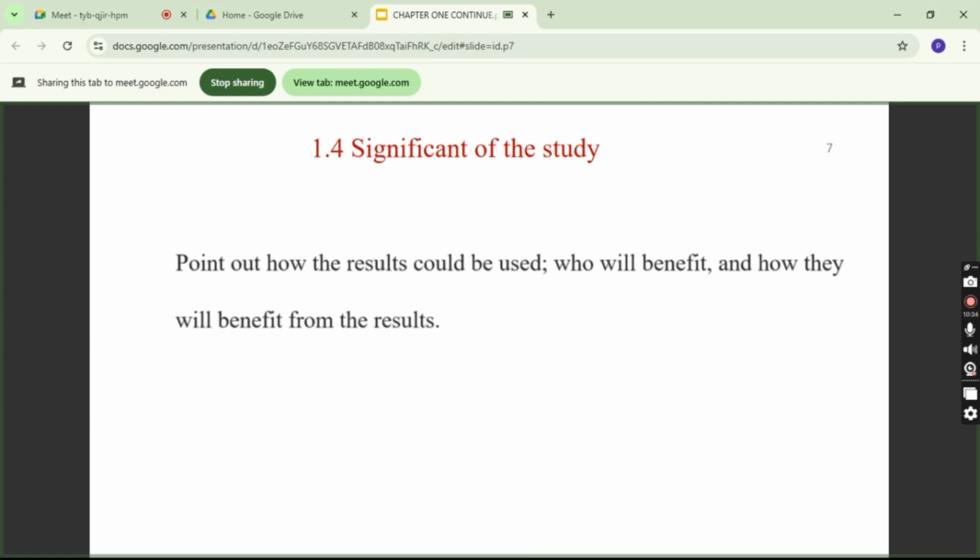So if someone says significance of the study, what are we looking for? What are the things that comprise a complete significance of the study? So here we are pointing out how the results are used, who will benefit, and how they will benefit from the results. So this significance of the study is helping us know what is beneficial about the research that we are doing to the people that we are doing research for, or the community or the school that we are in, our various STS schools. So this segment explains the usefulness of the study.